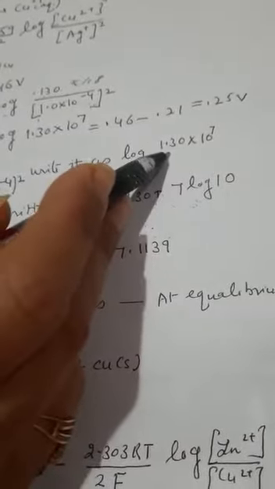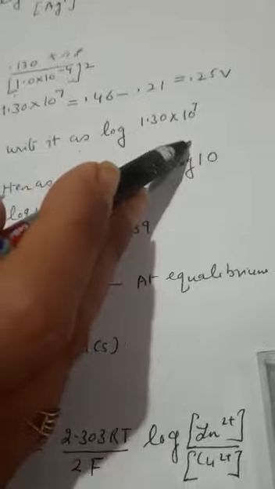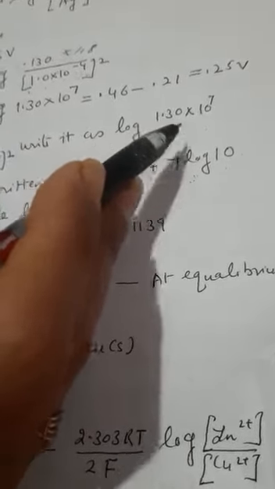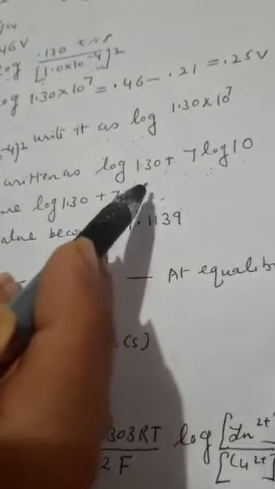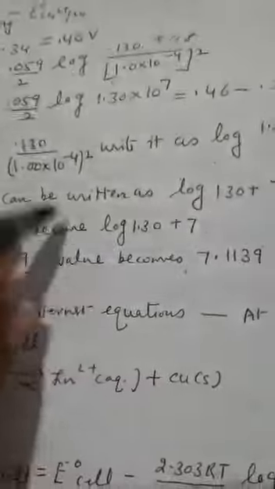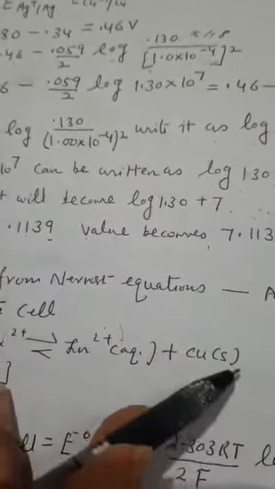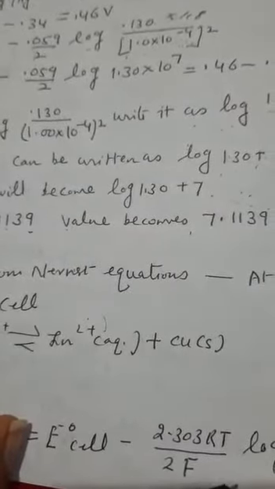Now apply the log rule. 10 to the power 7 will become 7 log 10, and if you see the value of 13 from the log table in 0, it is 1139. You can put a point in the beginning, it is 0.1139. The whole value will become 7.1139. Now you solve it, you will get the value 0.21 after solving it, and after that you can very easily calculate the value.